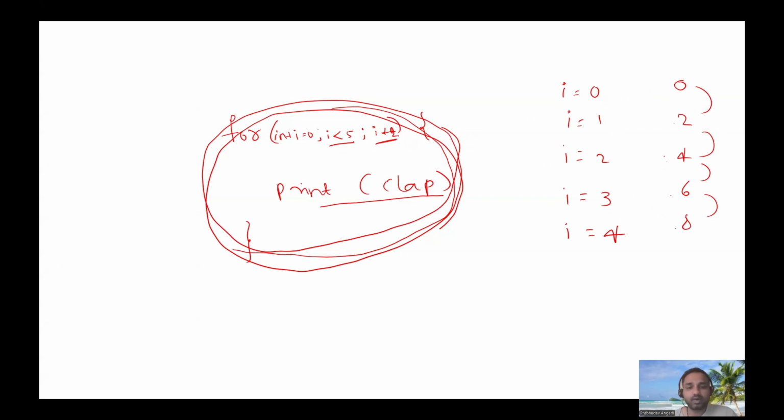So here, if I want to print clap 5 times, then what do I have to do? I will start i equal to 0. Then I will repeat my loop 1, 2, 3, 4 until it is less than 5. Let's see this in a programmatical way.